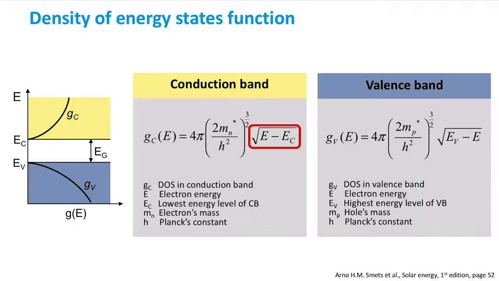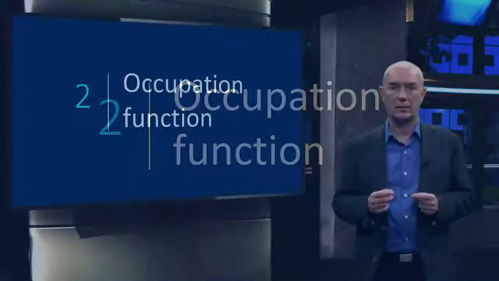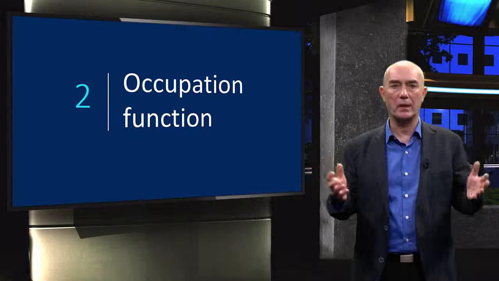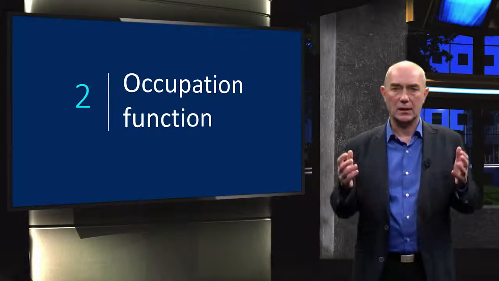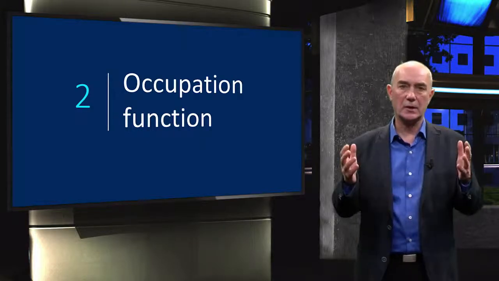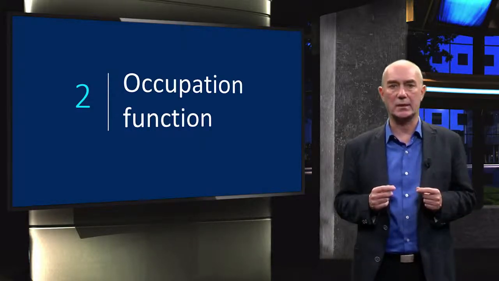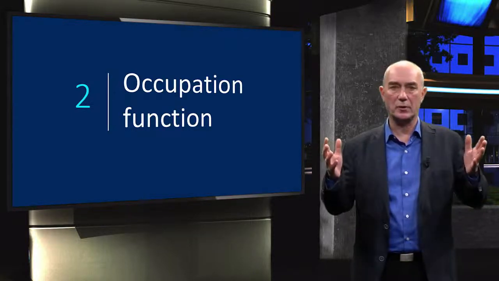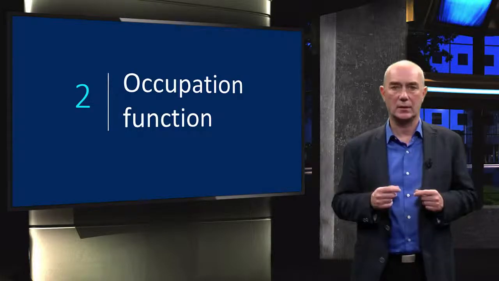Now, let's continue with the valence band. The equations are very similar to that of Jc. But now we have to use the effective mass of holes instead of electrons. So now we know the density of allowed energy states of mobile electrons and holes. In order to calculate the total charge carrier concentrations, we also need to know how many of the energy states are really occupied. For this purpose, we introduce what is called the occupation function.